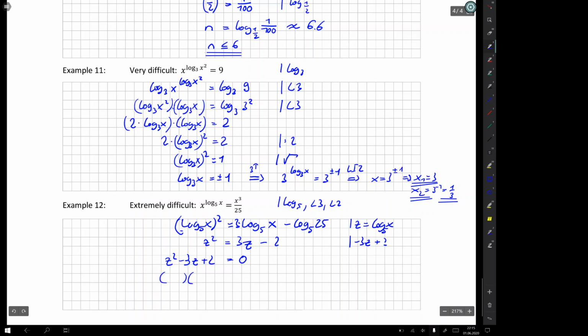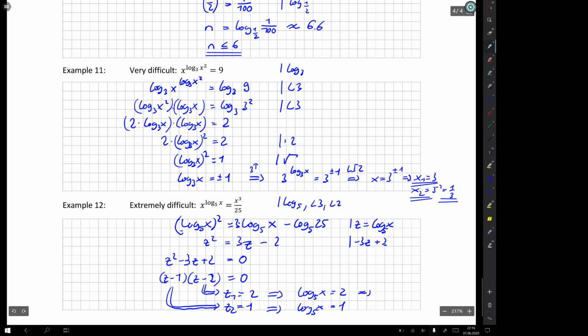Using factorization, we get (z minus 1) times (z minus 2) equals 0. So the first solution is z1 equals 2. The second solution, z2 equals 1. Replacing that backwards, we get logarithm of x in base 5 is 2, and logarithm of x in base 5 is 1.